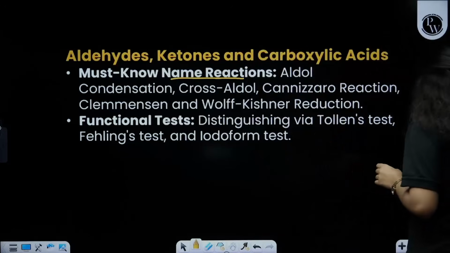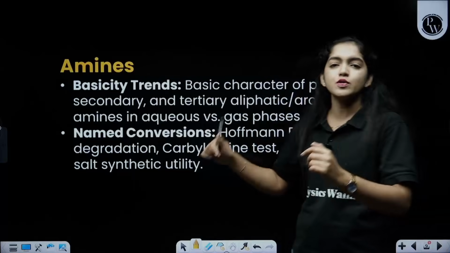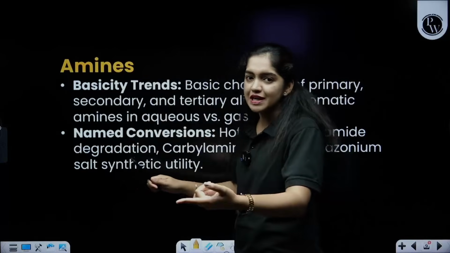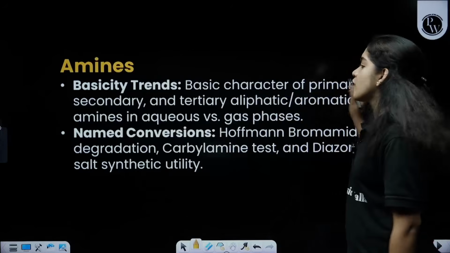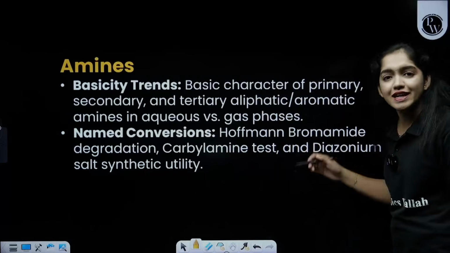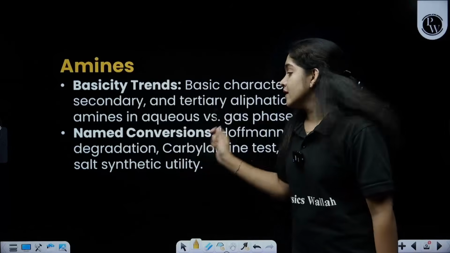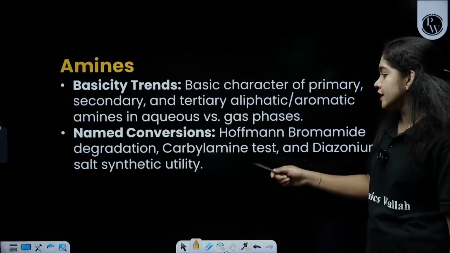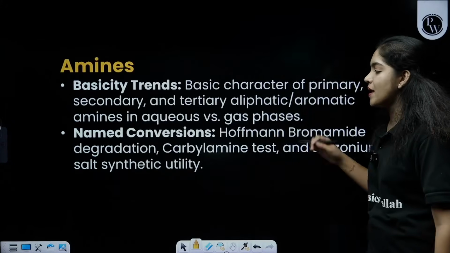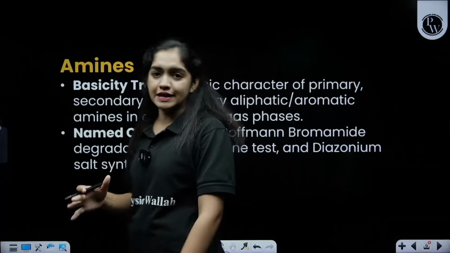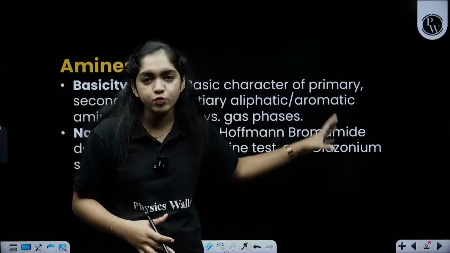Then our next chapter is amines, the last organic chapter. In amines, mainly the questions are related to basicity. The last one was related to acidic strength, and from here it is related to basic trends: the basic character of primary, secondary and tertiary aliphatic and aromatic amines in aqueous versus gas phase, and the named conversions. The conversions related to Hofmann bromamide degradation, carbylamine test, and diazonium salt synthetic utility are the main topics from this chapter. So don't skip these topics. This will be very useful for your boards.